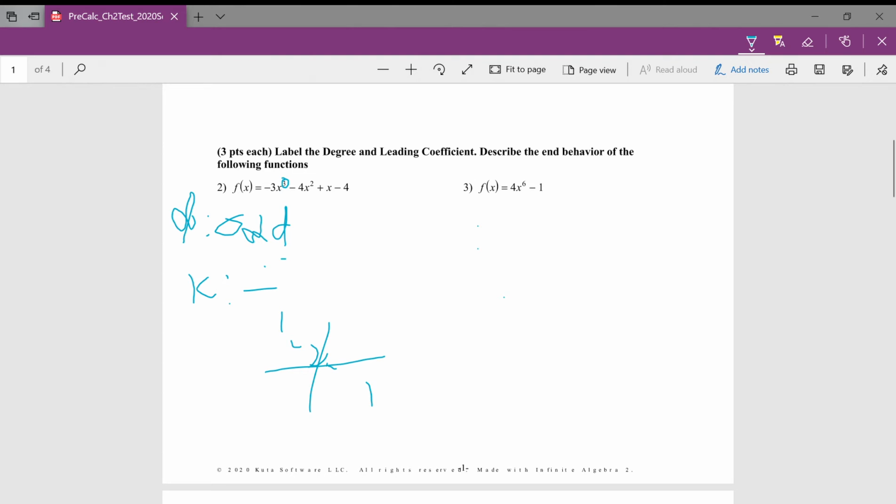Alright, so next one. The degree is 6, so that is even. And the lead coefficient is positive because it's positive 4. So that means our graph is going to look like this. Okay, great.